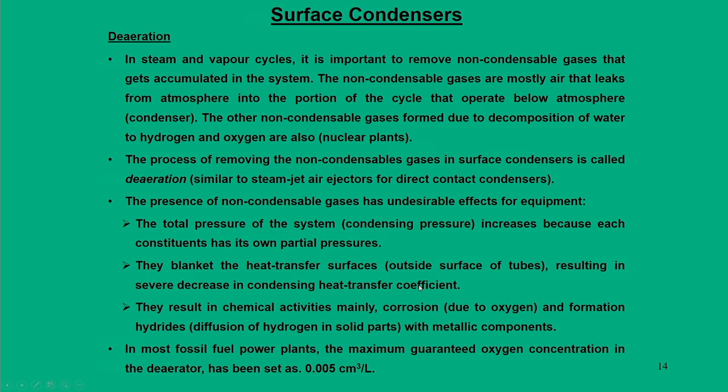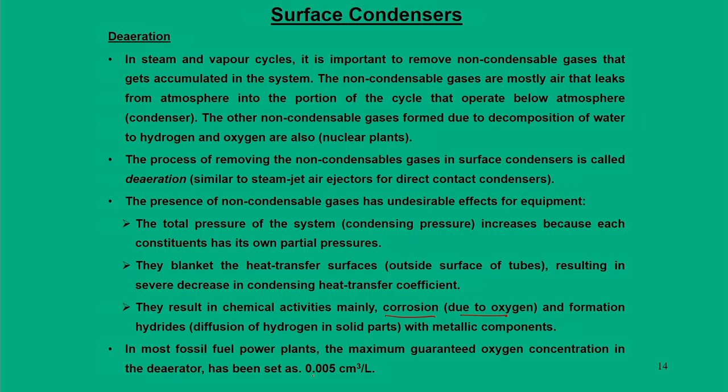Another thing is that if there are chemicals present in the non-condensable gases, then they can add to corrosion. For example, the presence of oxygen adds corrosion to heat transfer surfaces. When there is corrosion, the overall heat transfer coefficient drops, and the performance of the condenser will drop down. So, many times most fossil power plants require the guaranteed oxygen concentration to be less than 0.005 centimeter cube per liter. So, essentially the role of oxygen in a condenser is very significant because it adds corrosion, it drops overall heat transfer coefficients passively, and they have their own partial pressures.